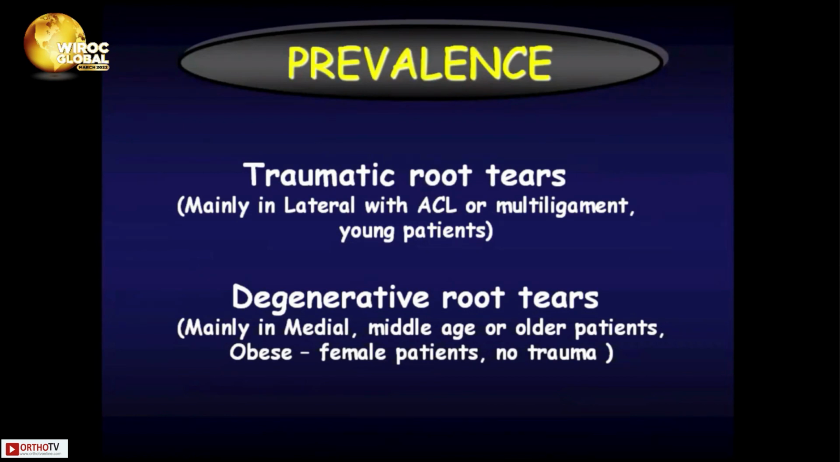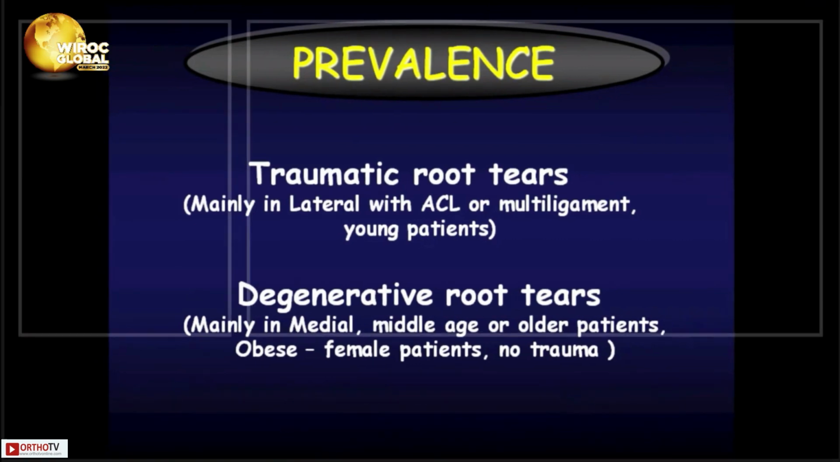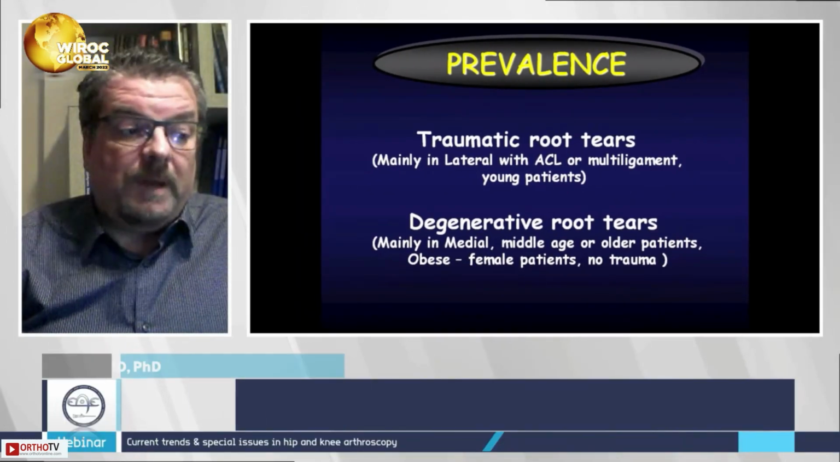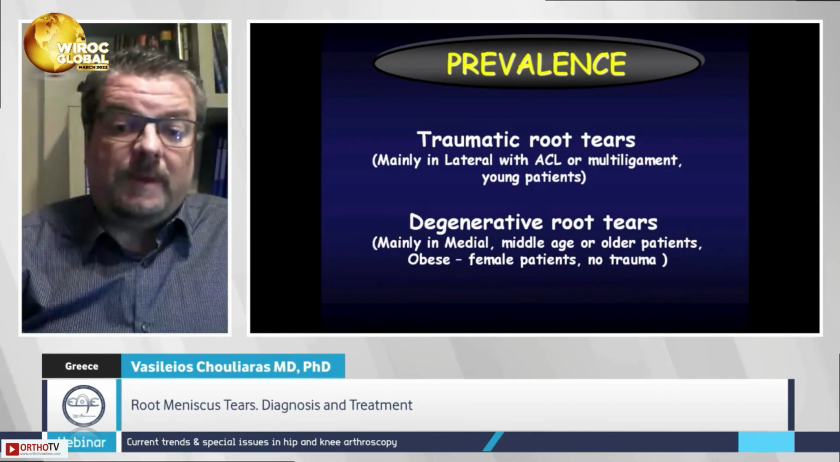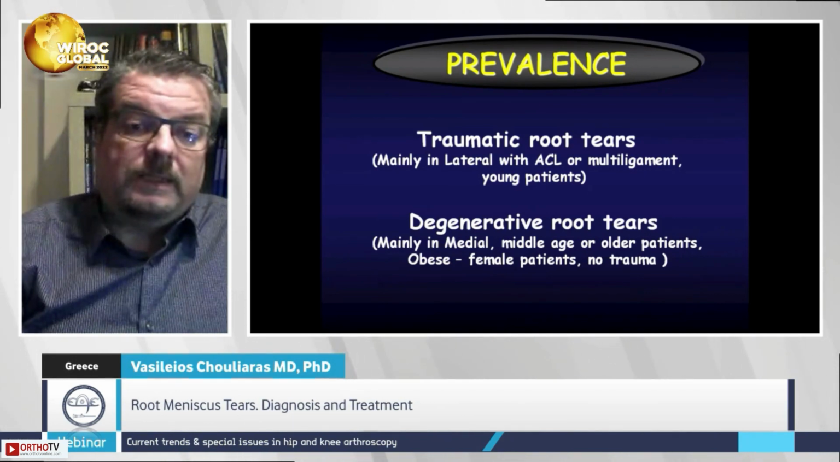In fact, we have two different clinical entities. The traumatic root tears, especially for the lateral meniscus and especially concomitant with ACL tear, and we have the medial meniscal degenerative root tears, mainly in middle-aged or older patients, mainly in obese female patients, and without a trauma.